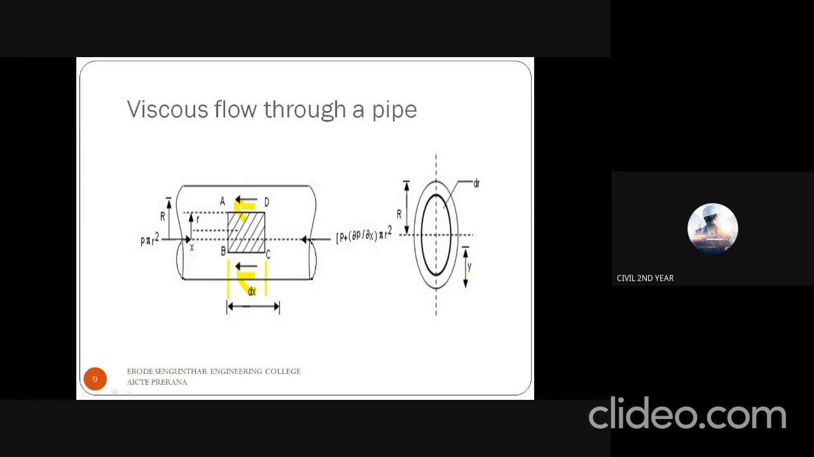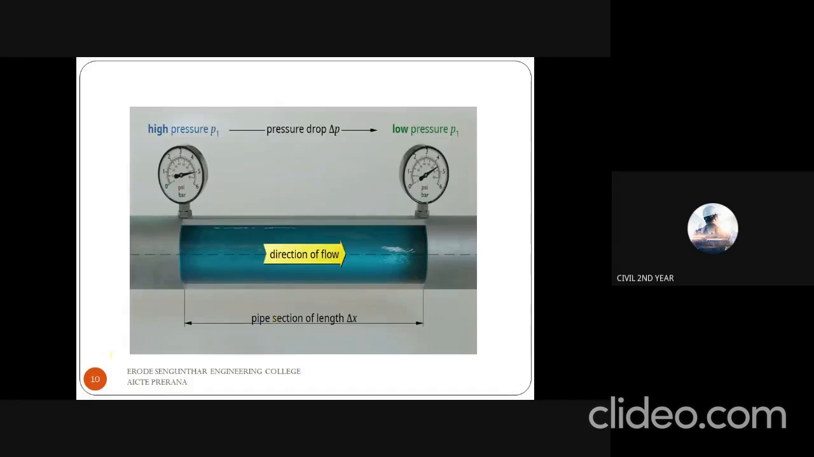So radius is capital R. From the pipe wall, we take a certain height, which we call y. So dr is the difference between small r and capital R. So let us go for an actual picture of the pipe.